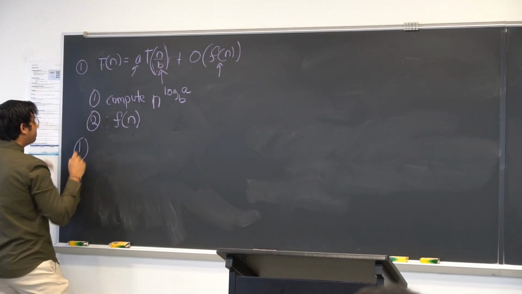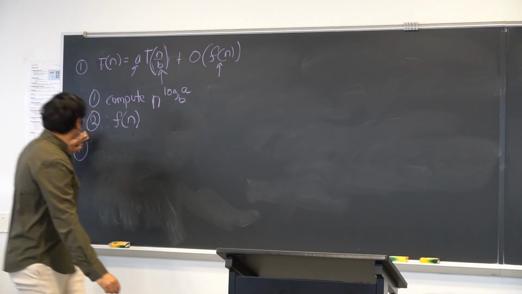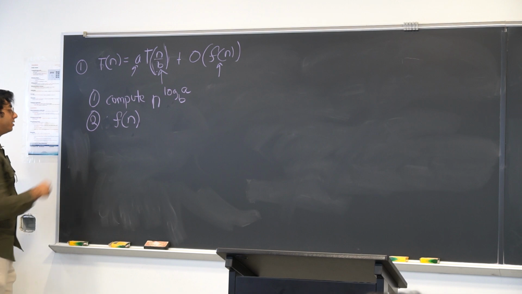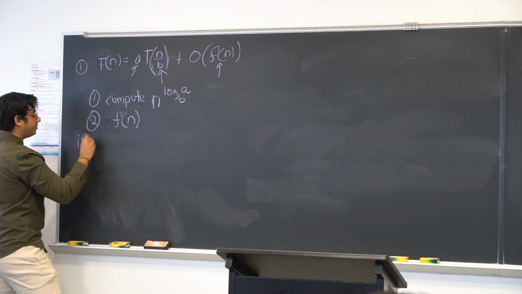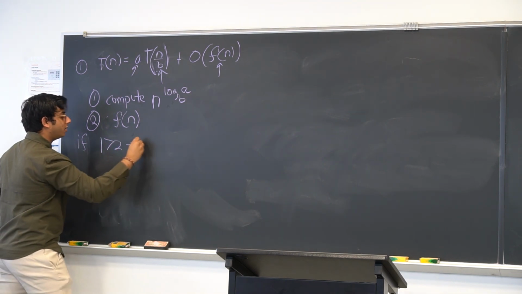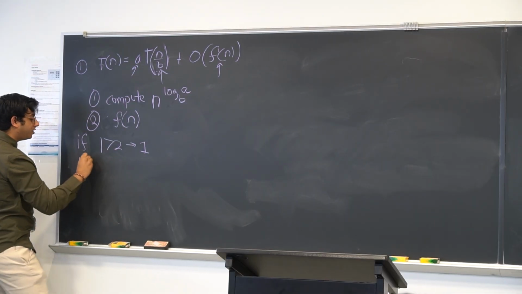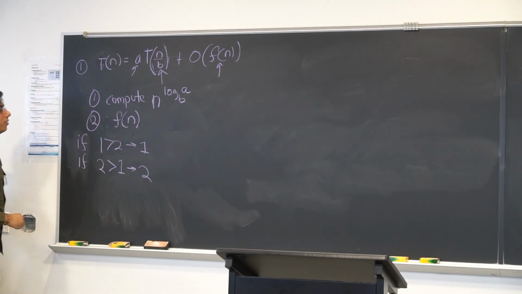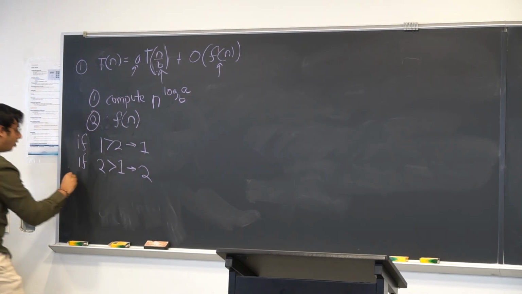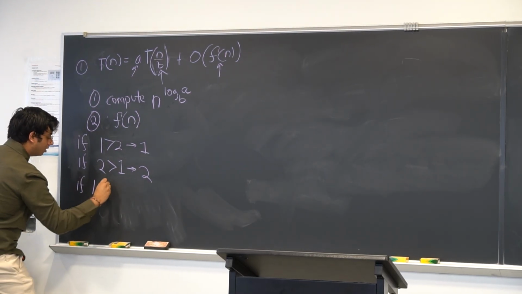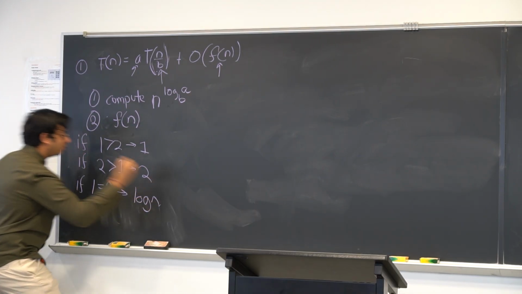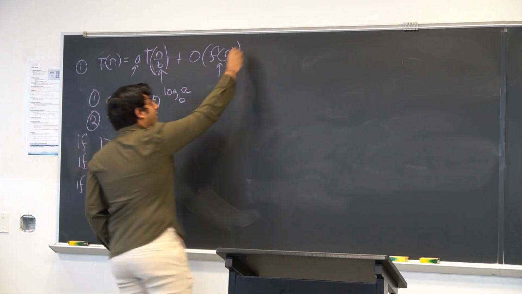If 1 is bigger than 2, if one of these is bigger than the other, that's the answer. So if 1 is bigger than 2, the answer is 1. If 2 is bigger than 1, the answer is 2. And then otherwise, if they're on par with each other, if 1 equals 2, then you multiply your answer by log n. We'll see where this comes in handy later.